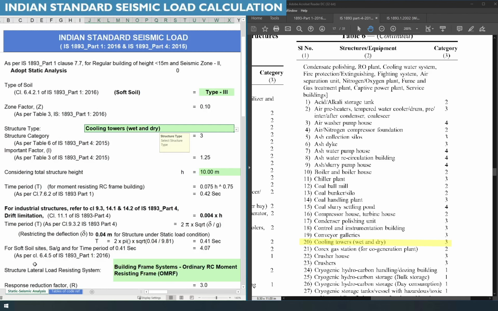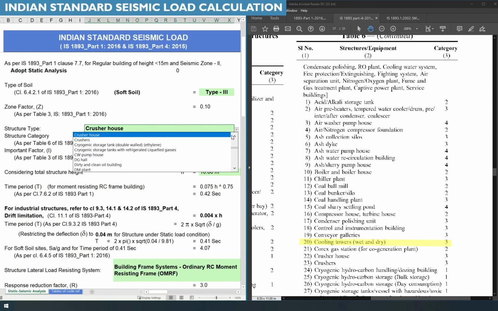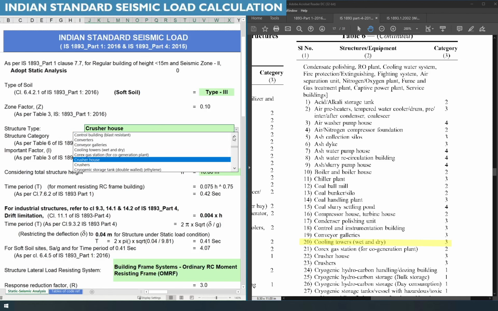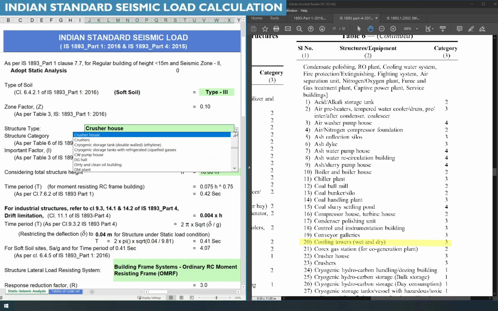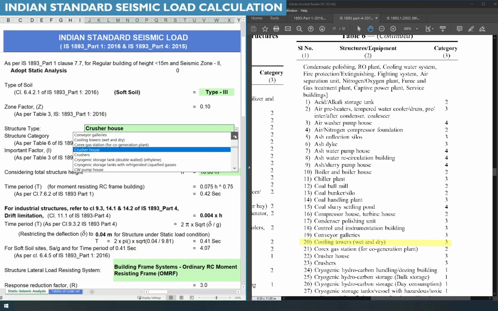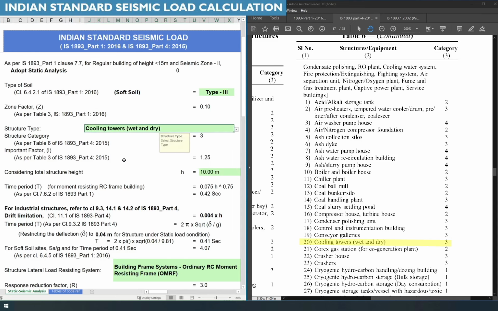By selecting this cooling tower wet and dry, or any other type of structure, I am getting the corresponding structure category here using the VLOOKUP formula. So I am assuming our structure type is cooling towers with wet and dry. For that the structure category is 3, as per Table 6, and for the importance factor we need to find out from Table 3 of IS 1893 Part 4 2015. For that we need to refer to page number 13.